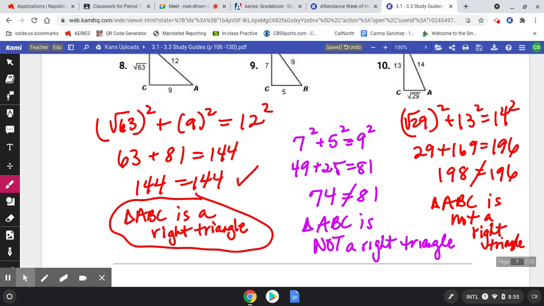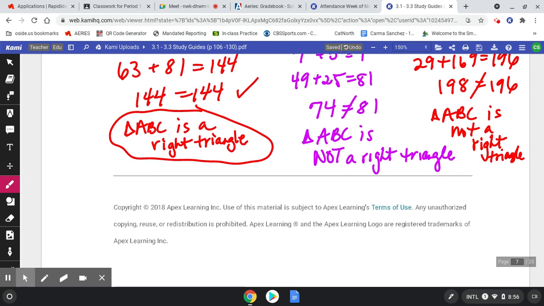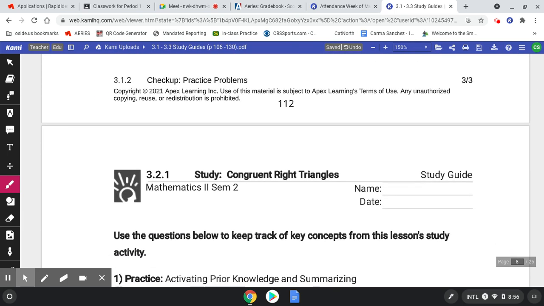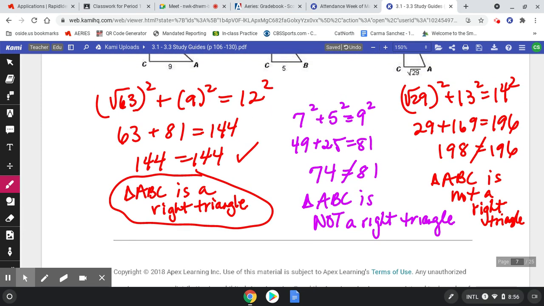So do you see how we used it in this case to prove if it was a right triangle or not? And that was it for the 3.1. Again, you have to remember how to do the Pythagorean theorem from middle school or Math 1 in order to fully understand our new topics coming in. How'd you do?